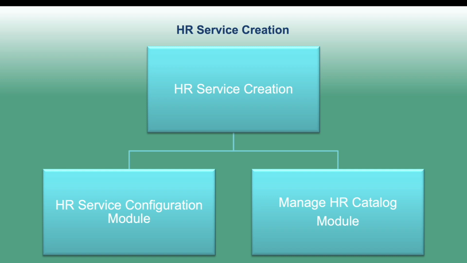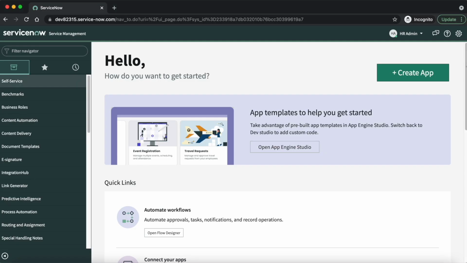Now let's see the different ways of creating HR services in HR Service Delivery. Basically we have two ways of creating HR services. The first approach is through the HR Service Configuration module, and the second approach is the Manage HR Catalog module. First I will demonstrate the HR Service Configuration module approach. After that we will see the second approach. Now let's switch to our demo instance and try to create the HR services.